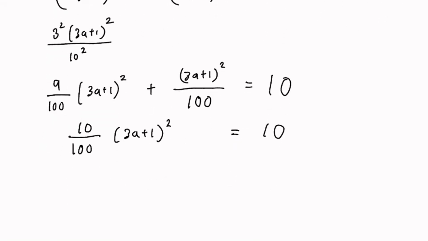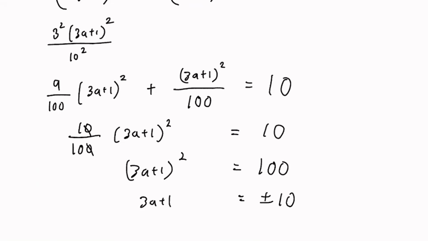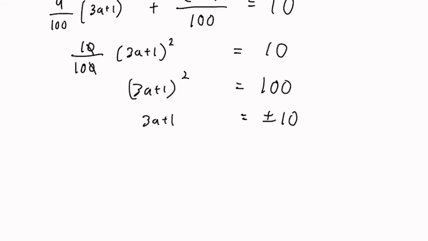Then after that, you can cancel away a 0, bring the 1 over 10 over, you get (3a plus 1) squared equals 10 times 10, which is 100. So 3a plus 1 must be plus or minus 10. So there are 2 possible values already. That's why the question started by telling you 2 possible coordinates. Let's split it up.